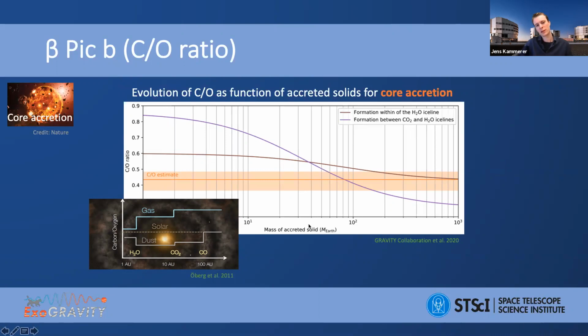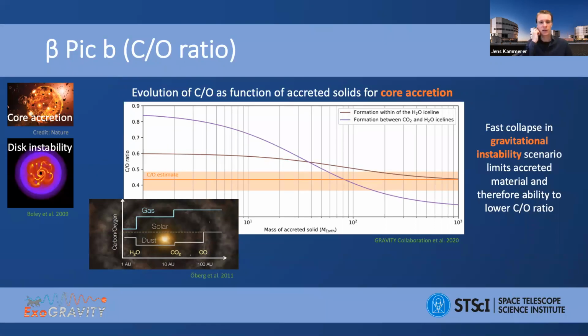So we basically concluded that this planet must have formed through core accretion somewhere between the water and carbon dioxide ice lines. Now, gravitational instability could be ruled out in that case, because for such a massive planet like Beta Pictoris b, this process would happen relatively quickly, and there wouldn't be enough time to accrete enough solids to lower the C/O ratio significantly from that of the pre-stellar nebula. So one would expect the planet and the host star would have a similar C/O ratio, which is clearly not the case.